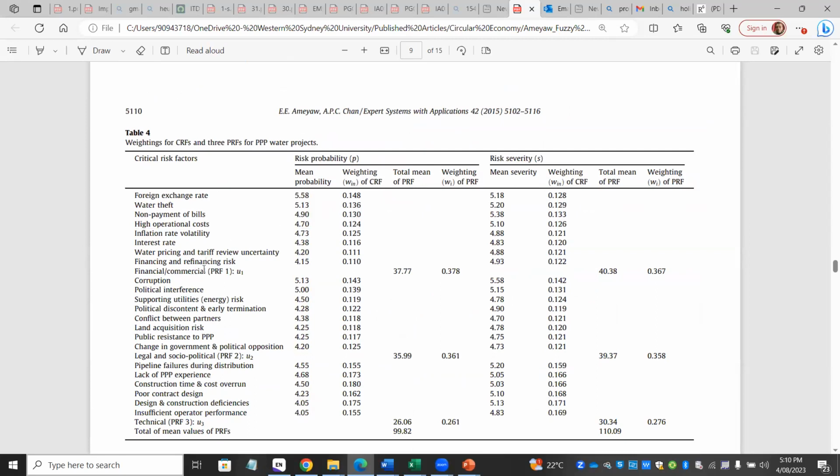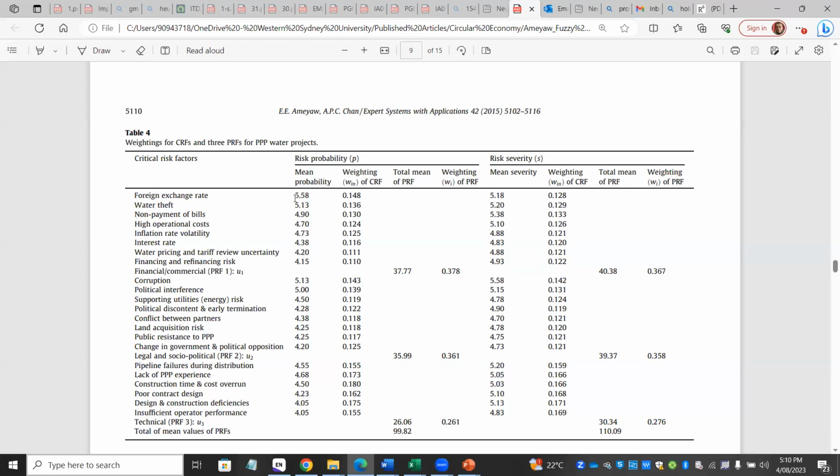So we are dealing with the first group. In the first group, we have 8 factors. When you go back to table 2, you can pick the mean values of probability of risk and then the mean values of severity of risk. Okay, good. Then what do you do? This is almost the same thing I did with you in a previous video. You add all the means together, the 8: 5.58 plus 5.13 plus 4.90 plus 4.7 plus 4.73 plus 4.38 plus 4.2 plus 4.15. All the 8 add.